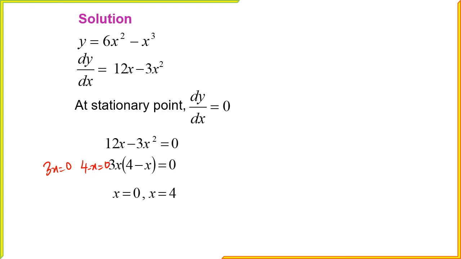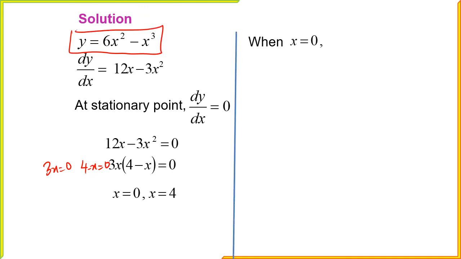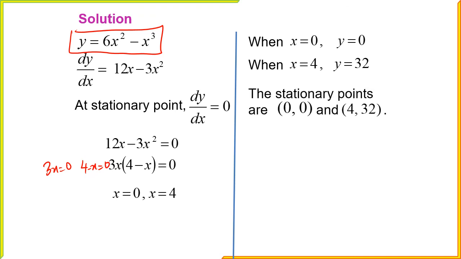And then we need to find the y coordinate. So substitute x equal to 0 and x equal to 4 into the function y. We get y equal to 0 for x equal to 0 and y equal to 32 when x equal to 4. So the two stationary points are (0, 0) and (4, 32). Now we have the stationary points already. This is the first task only. We need to solve the second task, which is to find the nature.